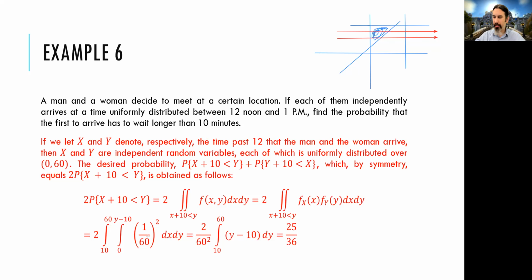Now, when we take this integral, as you can see, it's 1 over 60 squared. Why is that? Because our interval is from 0 to 60, so our PDF is 1 over 60 for both x and y. And they're independent, so their joint probability is their multiplication, which is 1 over 60 squared. We just take this integral and find 25 over 36. This 25 over 36 is the whole probability, which was multiplied by 2 to find both of these sides. So we're done with this one.